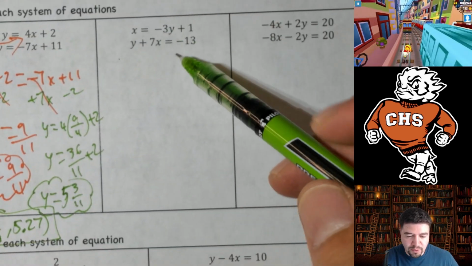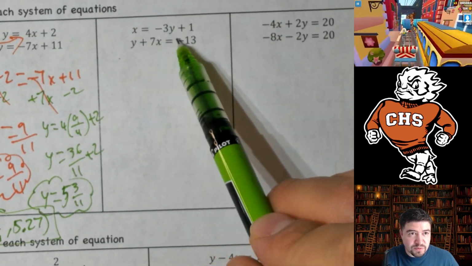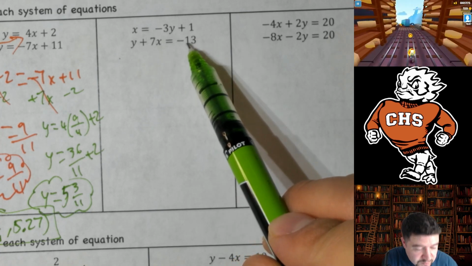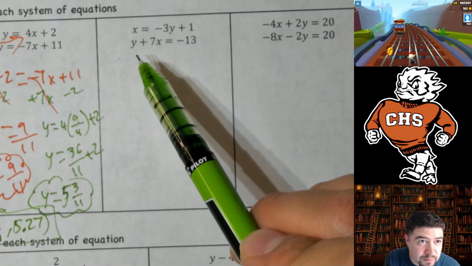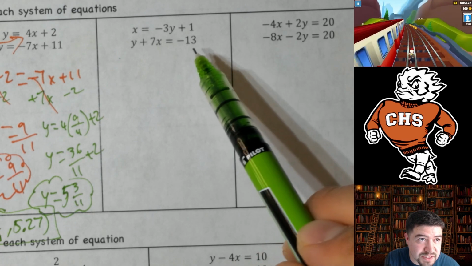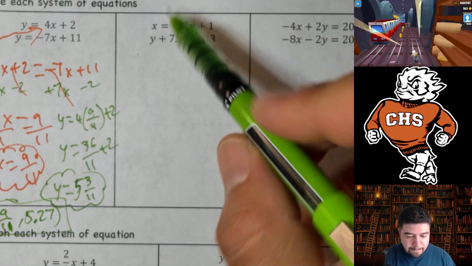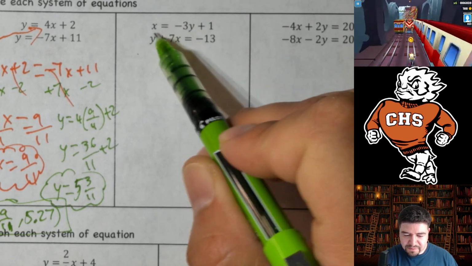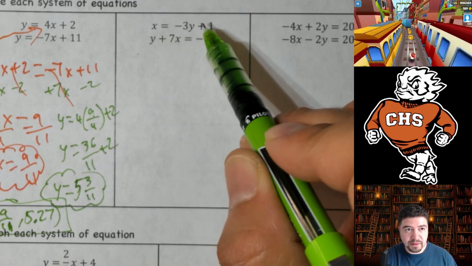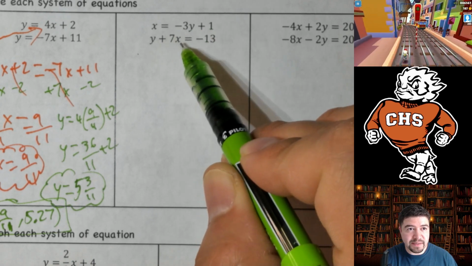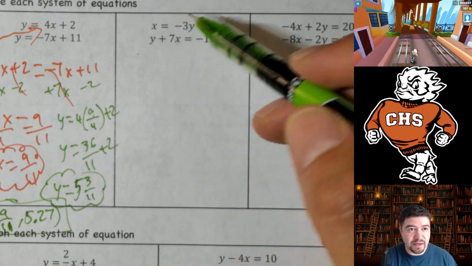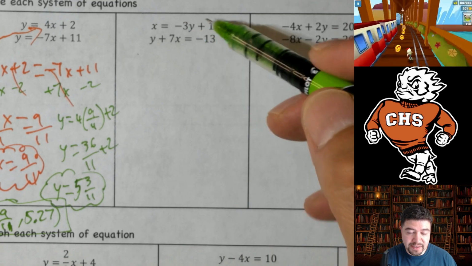All right, so here we should get a whole number as our answer. We have x equals negative 3y plus 1. And then we have y plus 7x equals negative 13. I know it's a little blurry right now. Don't know why that is. Since we have an x value, x equals something, we can use that and substitute any x that we see with the value that it is.